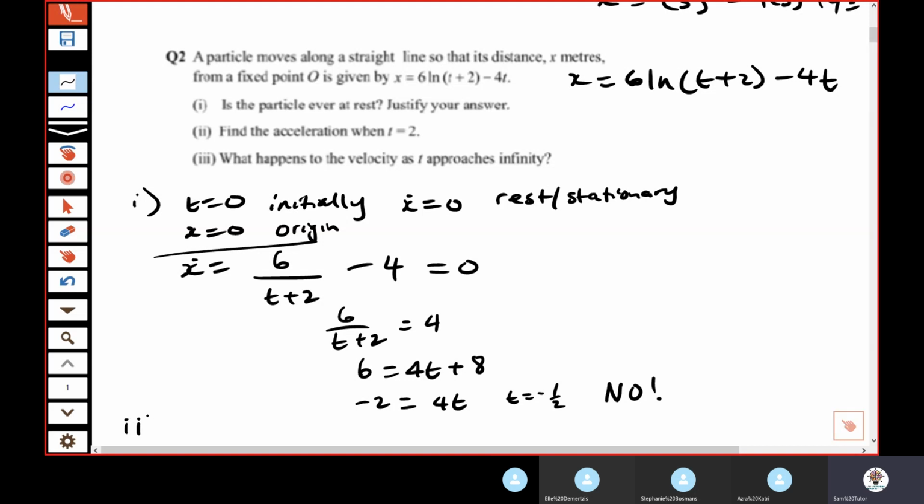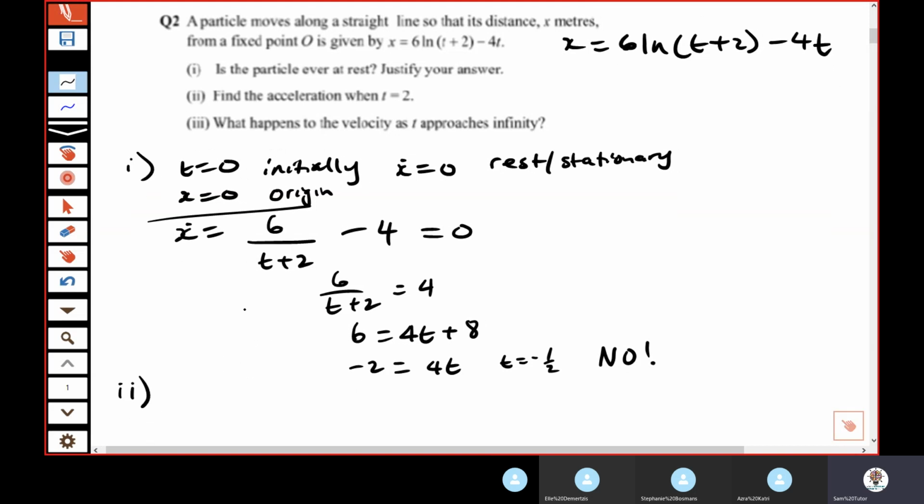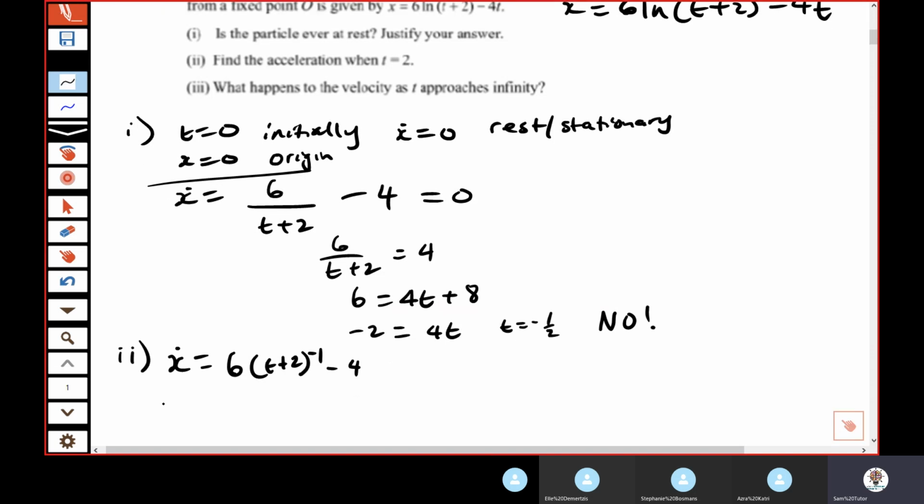Part ii. Find the acceleration. Well, you know what you're going to do. x dot is this. Please be careful. We can't differentiate with t's or x's in the denominator, so make sure you bring it up. Don't forget your basics. There it is. That's x dot, so x dot would be -6.